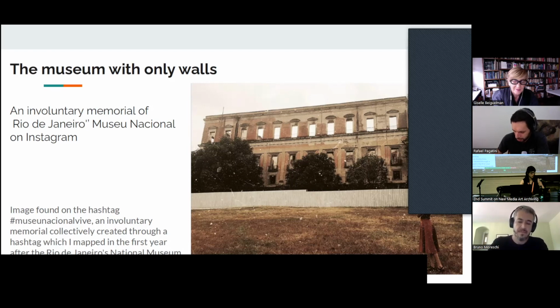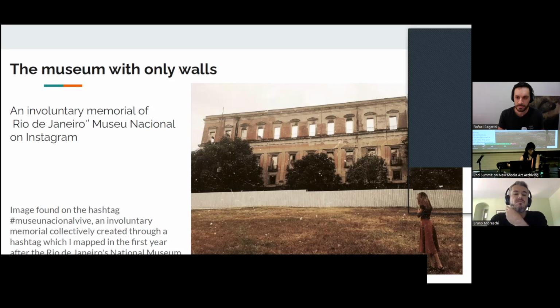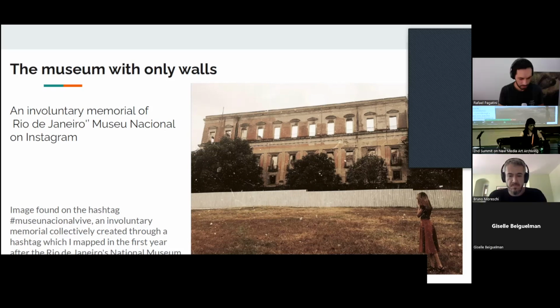46% of its collection. During 1 year, we analyzed approximately 1,700 posts, 1,000 posts which use the hashtag Museu Nacional Vive, which means Museu Nacional is alive, trying to identify patterns among these images that could be conceptualized as a memorial, like an involuntary memorial created by people concerning the lack of politics for memory preservation, and that is very particular in Brazil and Latin America.